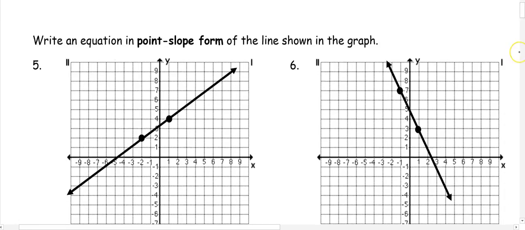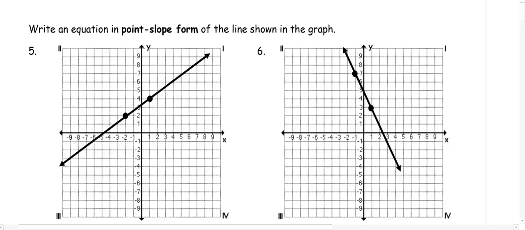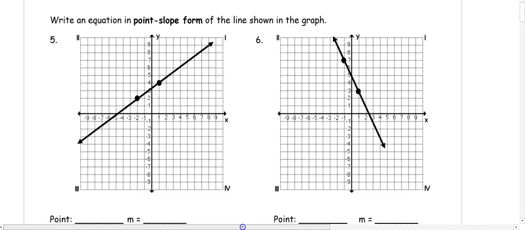So number 5, write the equation in point-slope form for the line. So in number 5, the first thing I need to do is find the slope and pick one of my points. So I'm going to pick the point that's on the left. Remember, it doesn't matter which point you pick, but I usually just pick the one on the left. So my point is negative 2, 2.